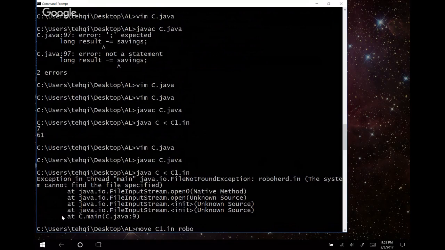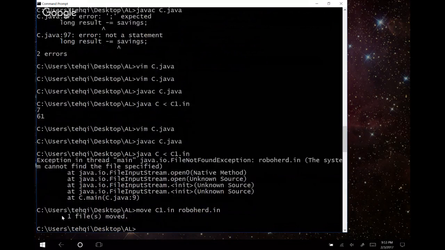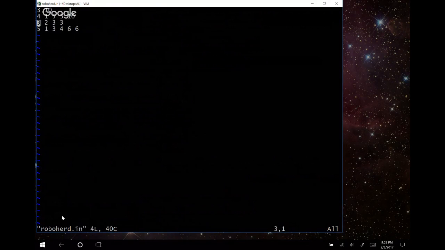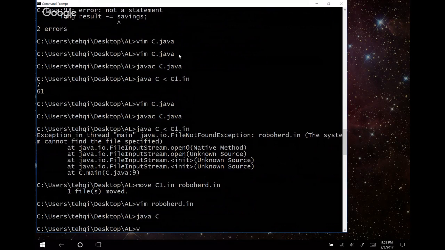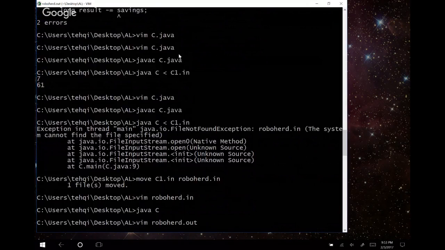Actually, I have to build roboherd.in. And so this is my input file here, so I can see that and see if it's getting the right kind of output. It appears to be working.